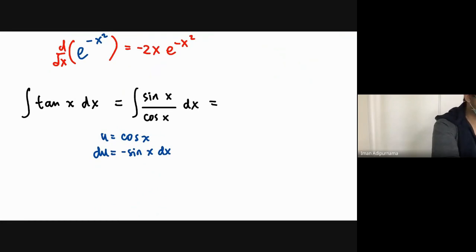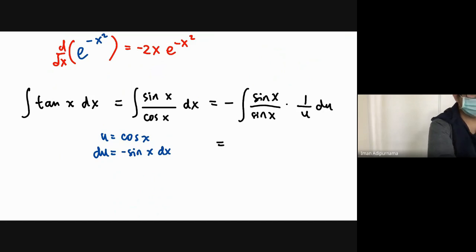So we can write this in terms of u: negative sine x divided by sine x, and then 1 over u du. This results in negative ln u plus c. Or let me write directly: negative ln cos x plus c.